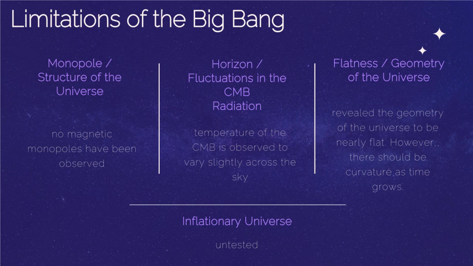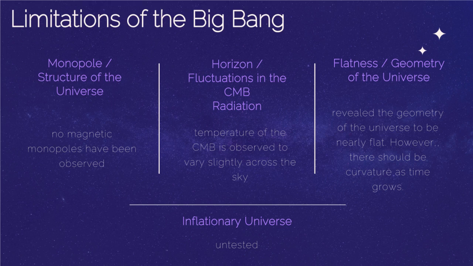Horizon fluctuations in the CMB radiation. This means that the temperature of the CMB is observed to vary slightly across the sky. Based on the Big Bang expansion, distant regions of space in opposite directions of the sky are so far apart that they could never have been in causal contact with each other. However, the evidence showing the uniformity of cosmic microwave background temperature shows that these regions must have been in contact with each other in the past.